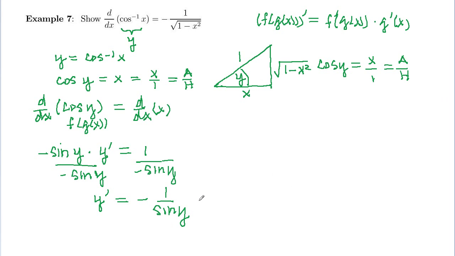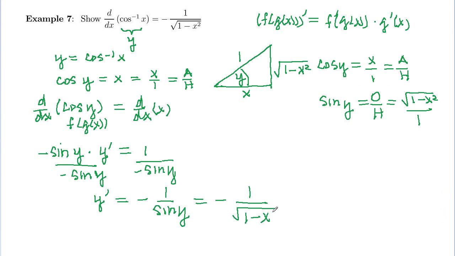And then we want 1 over sine y. So this is going to be negative 1 over. And what is sine of y? It's opposite over hypotenuse. So sine of y is opposite over hypotenuse. Opposite is root 1 minus x squared. That's from Pythagorean theorem. And hypotenuse is 1. So your sine is root 1 minus x squared. So that goes down in the denominator. And check it out right there. That is our derivative. So that's how you show one of those derivative formulas using some trigonometry and the chain rule.